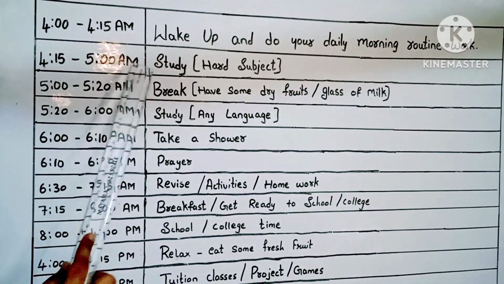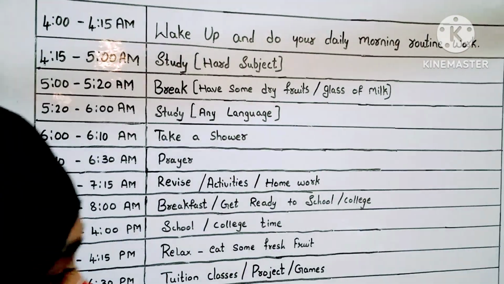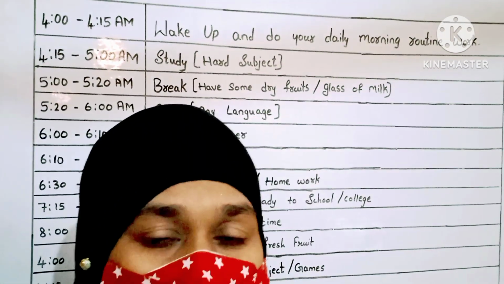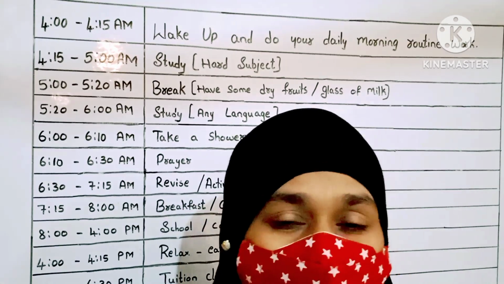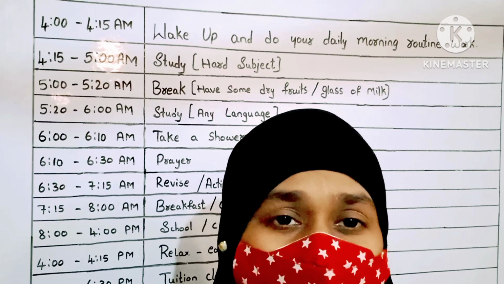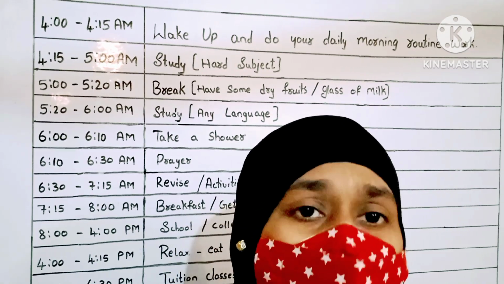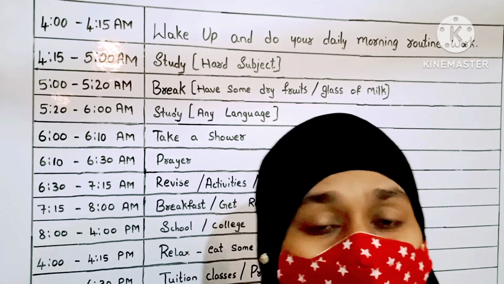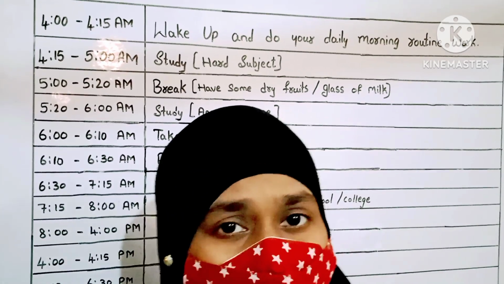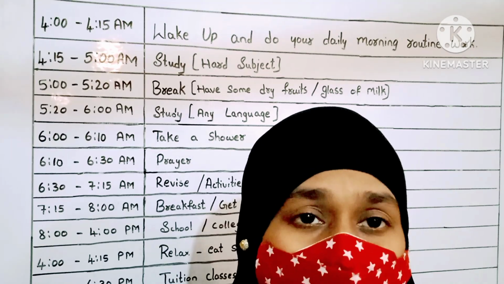4:15 to 5 o'clock a.m.: study the hard subjects. For example, maths, physics, chemistry, biology, or for the school students, science subjects. Social studies you may feel is hard. Okay, study, because morning time is a very fresh time to study. You will easily catch on to things in the morning.